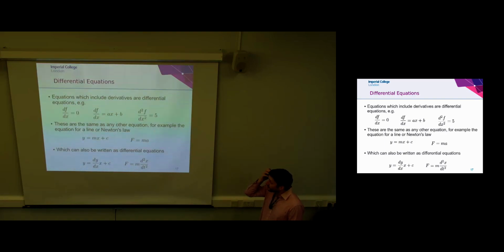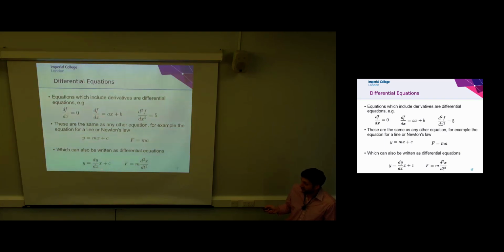The way to think of differential equations is that they are the same as any other equation. They just happen to have derivative terms in there, which means they're more complicated to solve, but in principle they are just relating some f to some x. That's their entire purpose. So if you think about two very common equations, the equation for a line, y equals mx plus c, or Newton's laws, they are actually differential equations. So your definition of the gradient is dy dx.